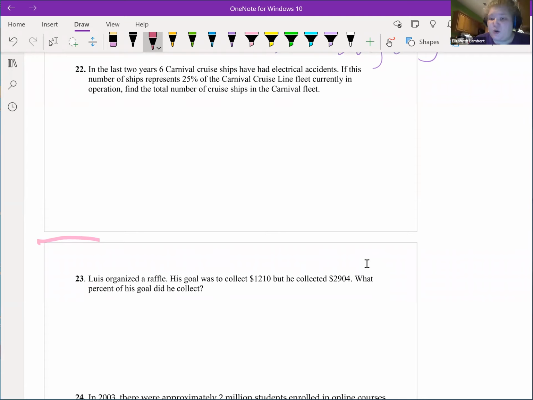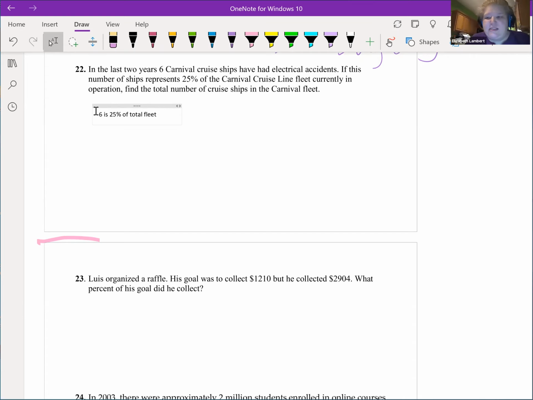But if we were going to use the equation, if you didn't notice that or didn't have that gut remember of 25%, or maybe you did, but you're like, I don't like trusting my gut on math. So the 6 is 25% of some total. So there's our is of sentence. 6 is 25% of, in this case, the total fleet.